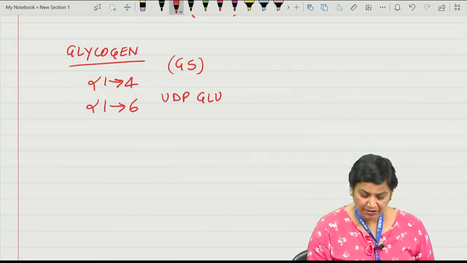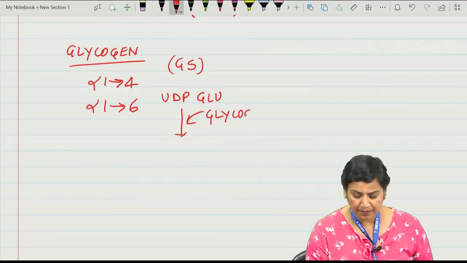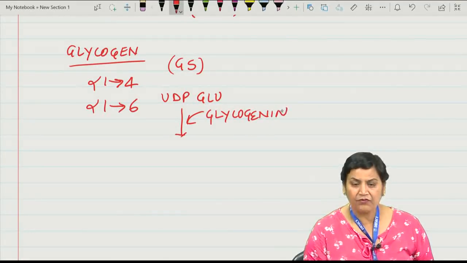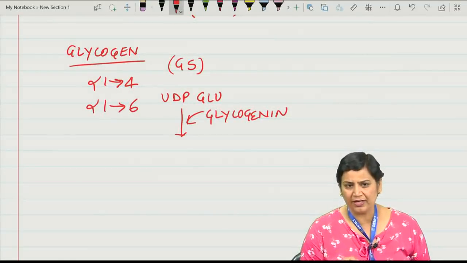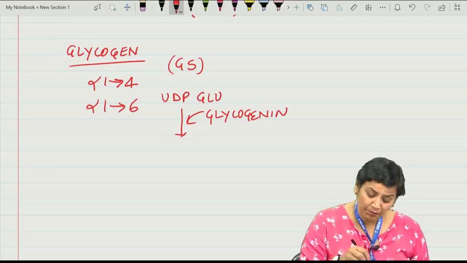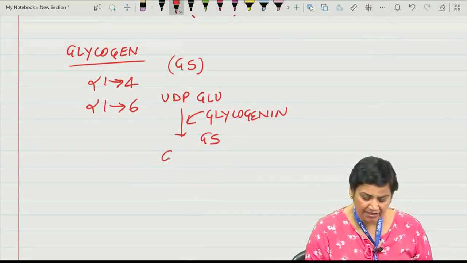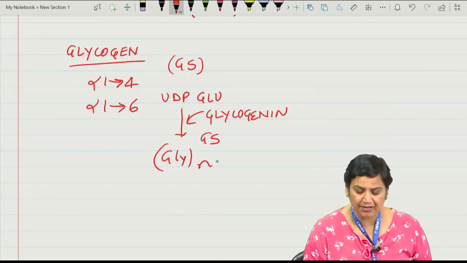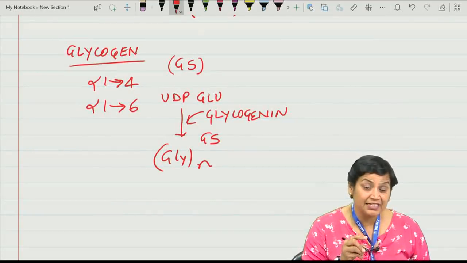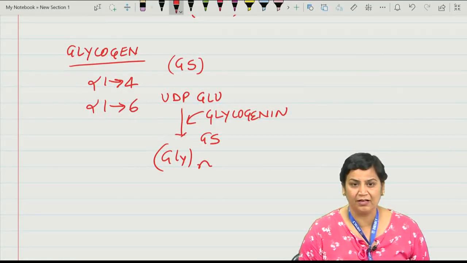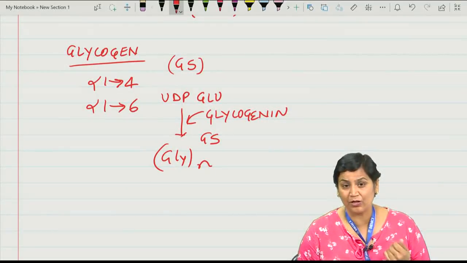This UDP glucose combines in the presence of glycogenin, which is the primer synthesized on the backbone of the proteins. It combines with this, and with the cumulative effect of glycogen synthase, the entire structure of glycogen is synthesized. Now here what is mentioned is an increase in the concentration of amylopectin, which is nothing but amylopectinosis, increased concentration of amylopectin.